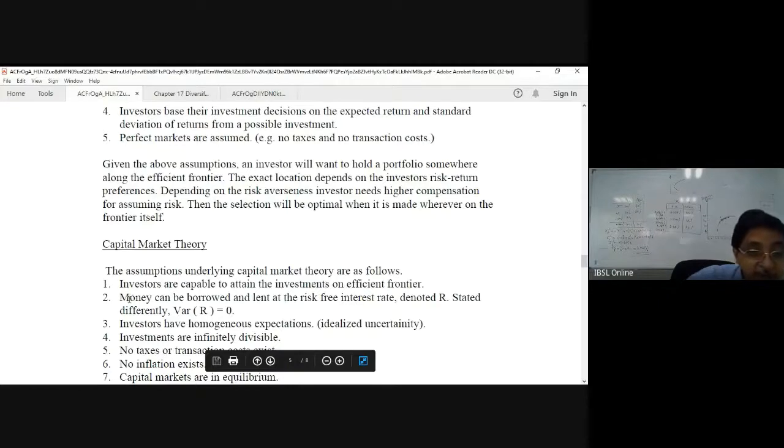In reality, this won't happen. But as an assumption, we have to accept that money can be borrowed and lent at the risk-free interest rate, denoted R, stated differently as VAR or variance of R is 0. Because if your return doesn't vary, then the variance is 0. Then we call it a risk-free investment.